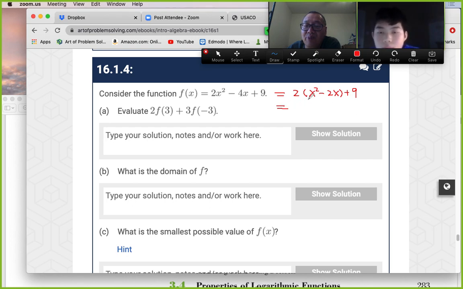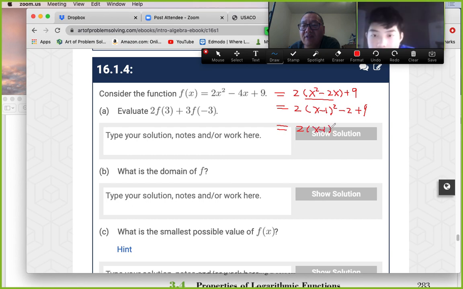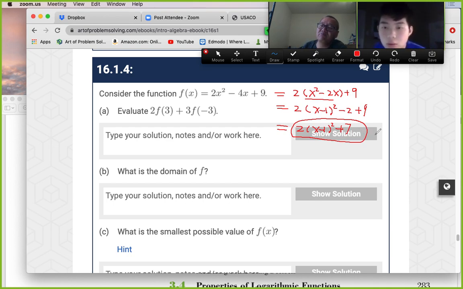Then you make this one a complete perfect square. You write this one as x minus 1, then square. So when you do this, you add 1. You already add 1, so keep this one unchanged. You need a minus 1. Then that 1 times 2, you need a minus 2. Then plus 9. So finally, you can write this one as 2 times x minus 1 squared, then plus 7, right? So then, can you say what is the smallest value for this expression?